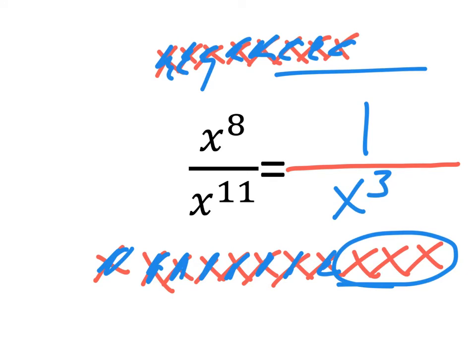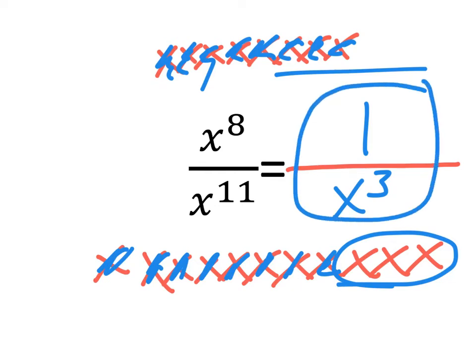So unlike the other ones, this time we crossed everything out. Our leftovers were on the bottom. There's 8 on top, there's 11 on bottom. We start crossing out, we know there's going to be leftovers and they're going to be on the bottom. And so we get 1 over x to the 3rd, which is perfectly fine.